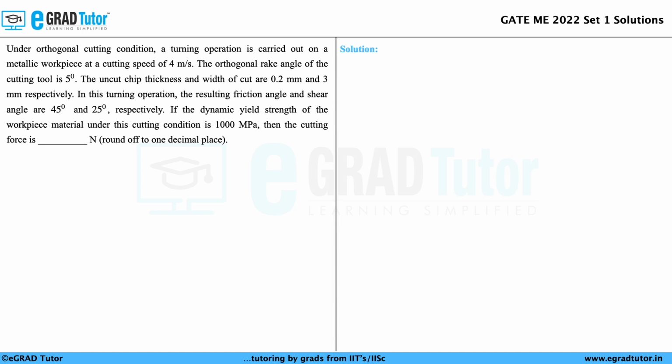If the dynamic yield strength of the workpiece material under this cutting condition is 1000 megapascals, then the cutting force is. So we need to find the cutting force in newtons and we need to round it off to one decimal place. Let's look at the solution.